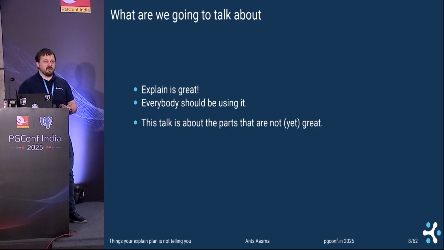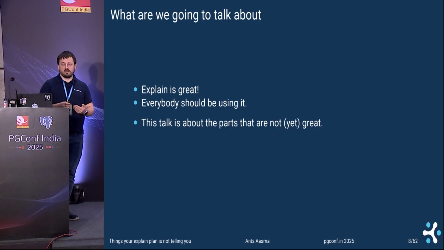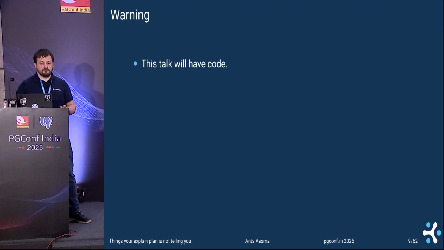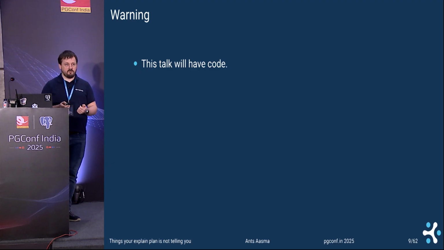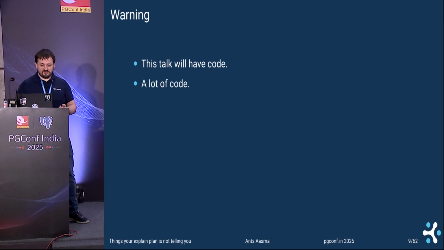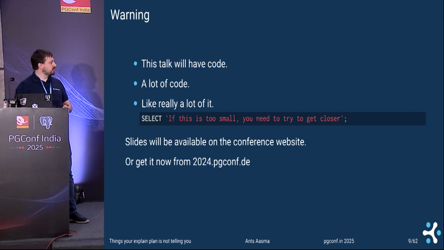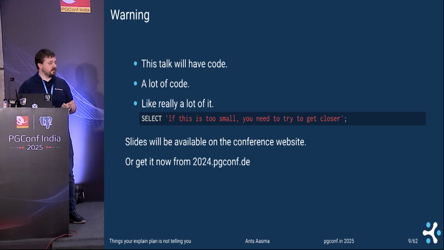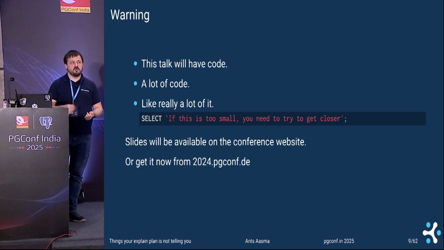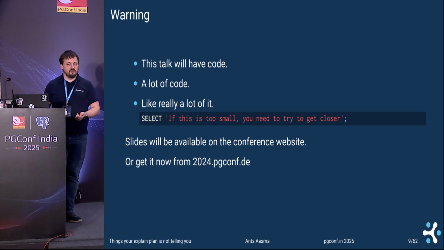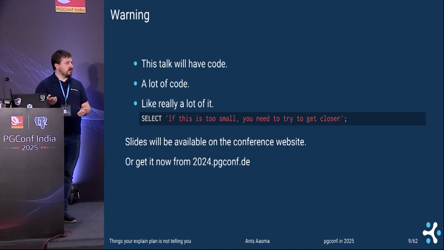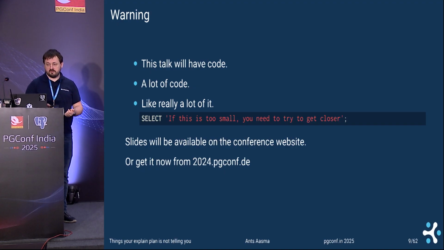But this talk is about where it's not yet great. We're going to be talking about stuff that doesn't work so well. So warning for you, this talk will have some code in it. If you are offended by code, be warned. And there's going to be a lot of it. And in some cases, it might be a bit small. So if you have trouble seeing, you might want to try to get closer or get the slides. They will be available on the conference website, but the previous version of those slides are available from the PGConf site from 2024. So you can get them from there to follow along. And you should be able to run most of those examples by just copy and pasting from the slides.